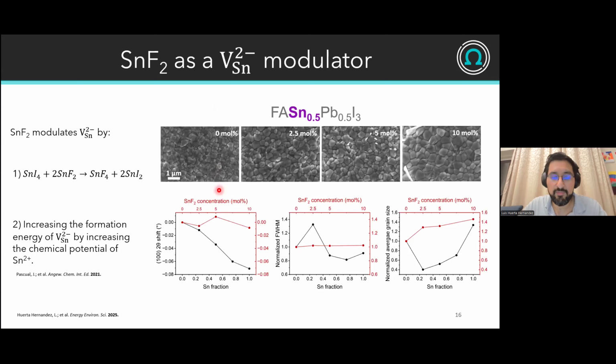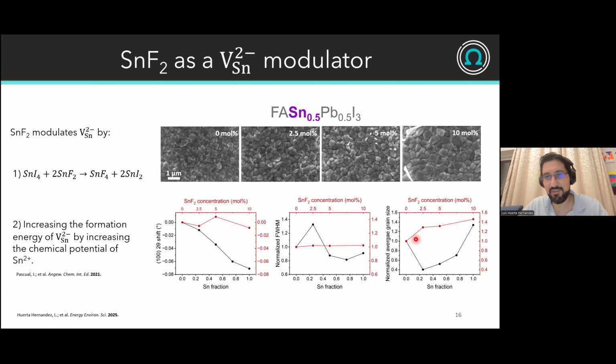And so we compare, for example, also with XRD, the different shifts in the 100 peak. You see here the black line corresponds to when you change the tin fraction, but when you have the tin fluoride, it remains relatively constant. Also, the full width at half maximum of the 100 peak remains relatively constant, while the one from the tin fraction changes significantly. And grain size, we do see an increase in the grain size when you start adding tin fluoride, but again, it's not as crazy as when you start changing the tin fraction.